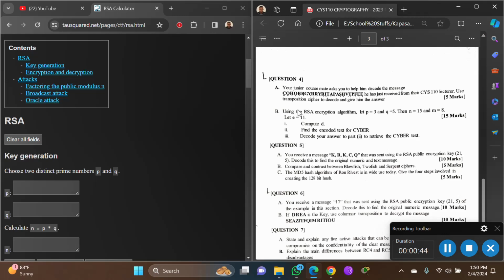Keep in mind, they're saying using the RSA encryption algorithm, let P be equal to 3, Q 5, then N 15 and M 8. Let E be equal to 11. Compute D. Basically, we'll first do it the way we do them, then I'll show you how it's done using the RSA conversion online. Let me open up my notepad first.